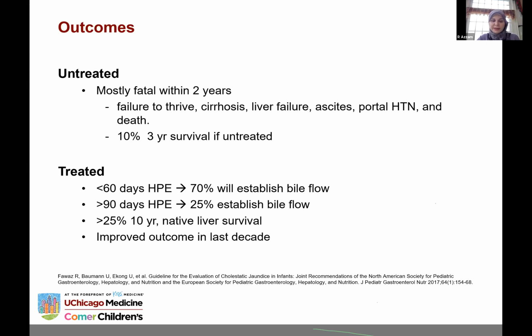If they are referred past their 5th month of age, there is no Kasai for them, but they are listed for transplantation. More than 25% have 10-year survival with their native liver. So the 10-year survival with the native liver is around 25%. We say that in general, biliary atresia patients are transplantable at one stage of their life. Literature says about 20 to 25% of them do not get transplanted throughout their life, and we kind of feel suspicious about the stats here.